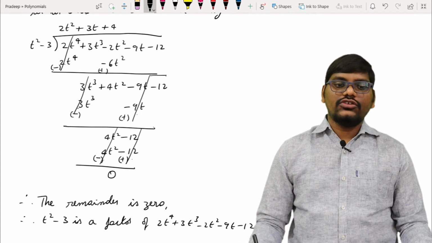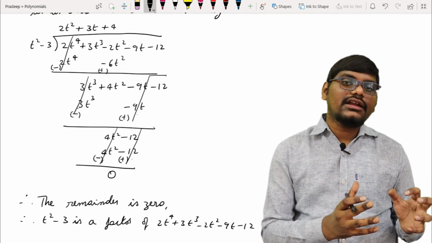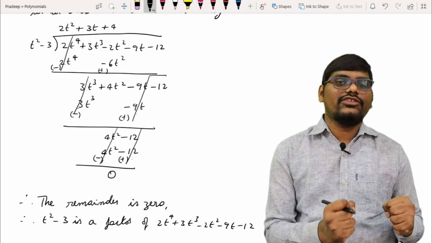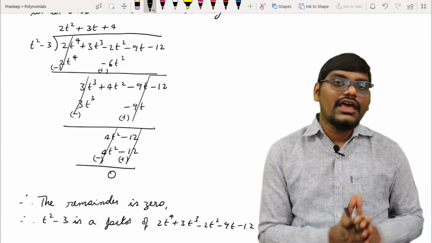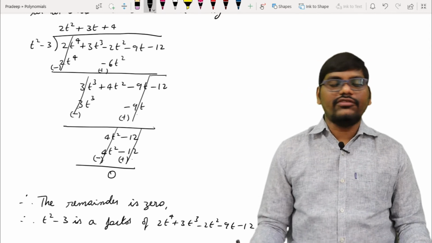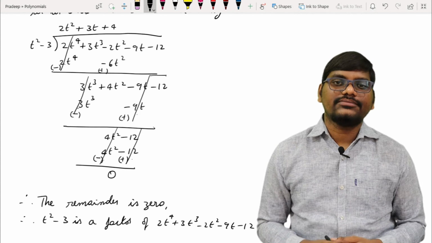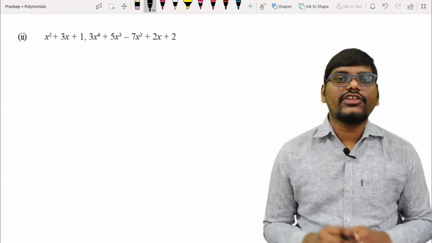So this was the particular solution which we got. Because the remainder we got is 0, only then can we say the given divisor is a factor of the particular p of x which is given. So this is all about this particular question. We'll go for the next one. Let's go for the second question.